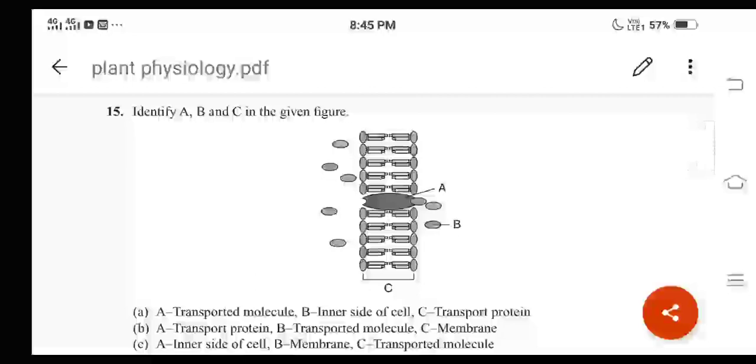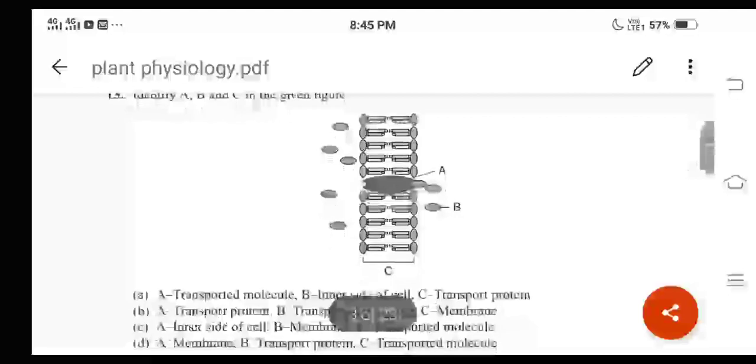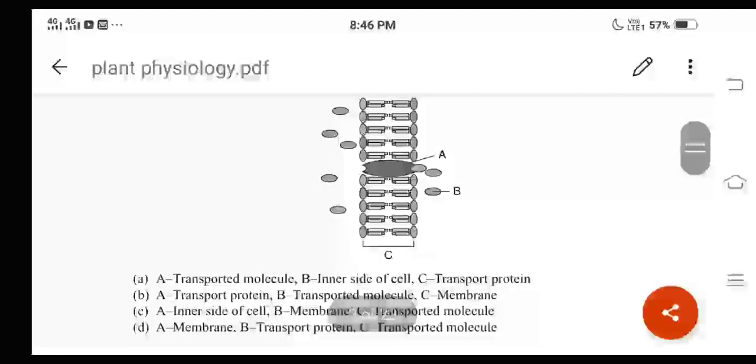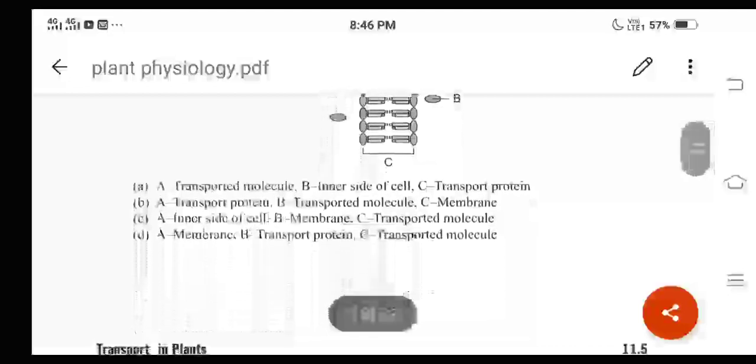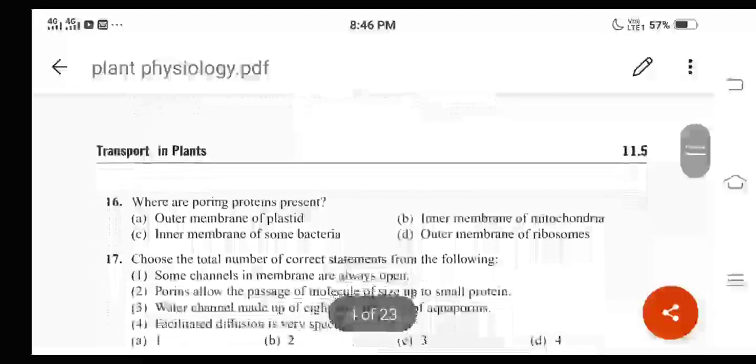A stands for transport protein, then B stands for transported molecule, then C refers to membrane. So option B becomes the correct answer here. Then let us move on to the next question.